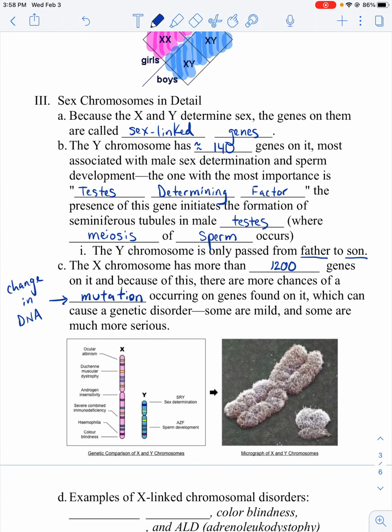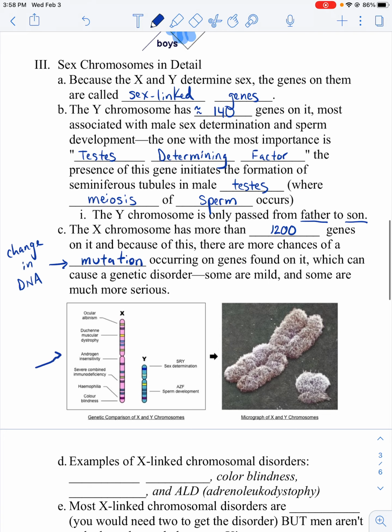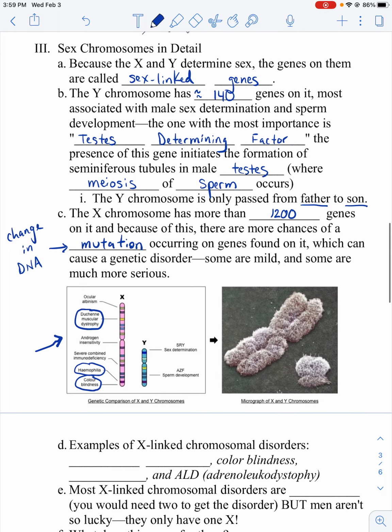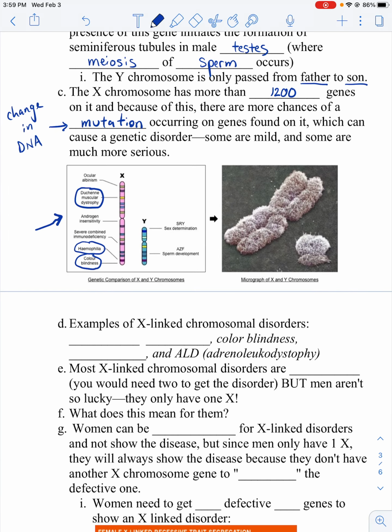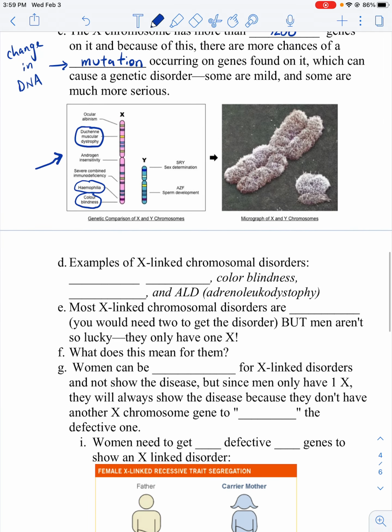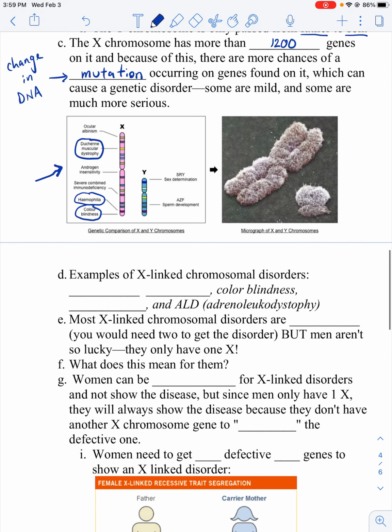Some of the mutations on the X chromosome can be mild, some can be serious, and they can cause some genetic disorders, some of which are outlined on this table here. Examples that many students are familiar with are color blindness and hemophilia, which is a bleeding disorder. Duchenne's muscular dystrophy is also another example of a mutation found on the X chromosome. So examples are color blindness, ALD, hemophilia, and muscular dystrophy.